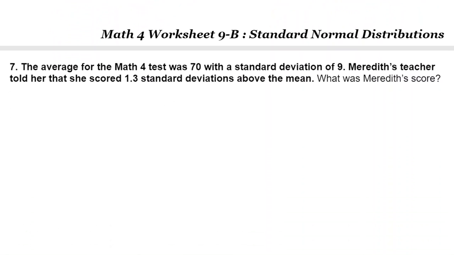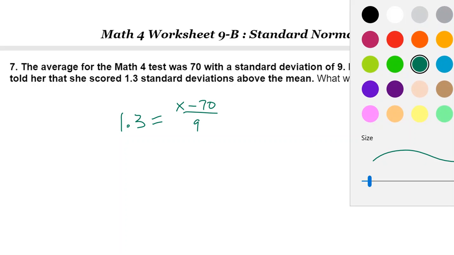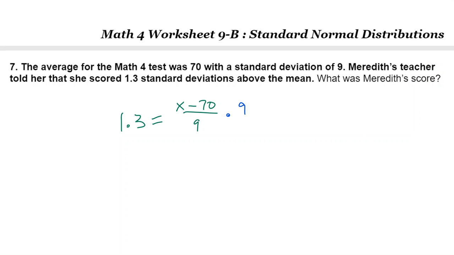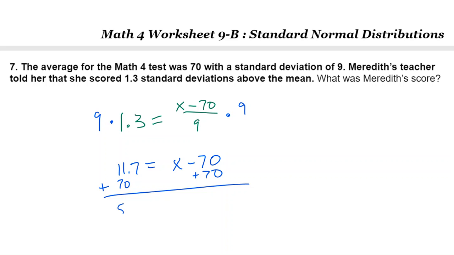All right. She scored 1.3 standard deviations above the mean. That's positive. We don't know the score. We do know the mean. We do know the standard deviation. By the time that I have multiplied both sides by 9, I get 11.7. Watch your decimal places there. So she got about an 82 for a score, which considered the middle of the class was 70. That's not bad.